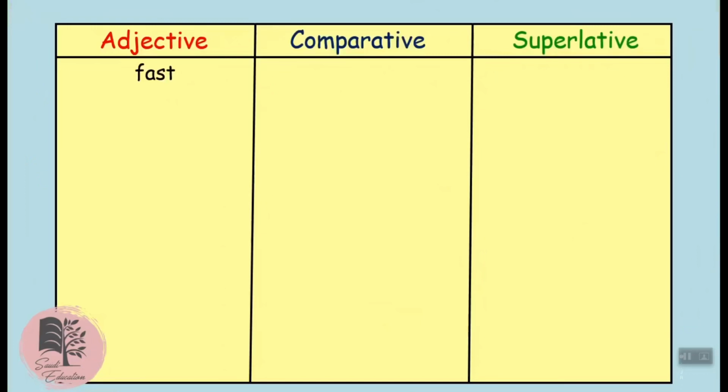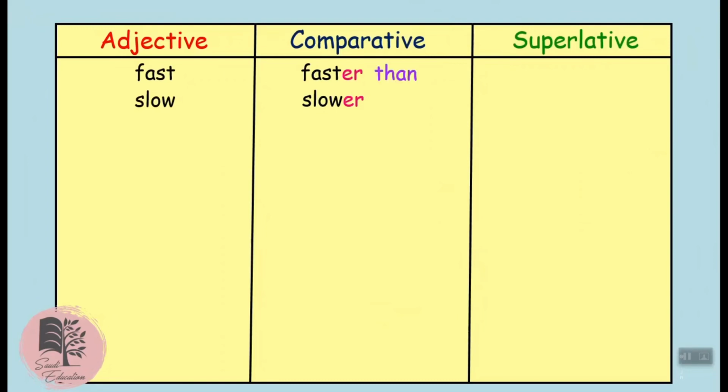Now let's learn how to make comparative and superlative adjectives. When an adjective has one syllable, such as fast or slow, we add er at the end of the adjective to make it a comparative. Fast becomes faster, slow becomes slower. It is important to use the word than after a comparative.